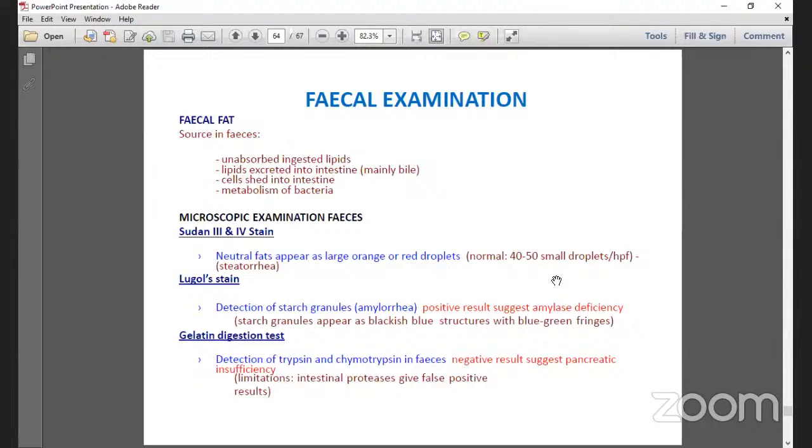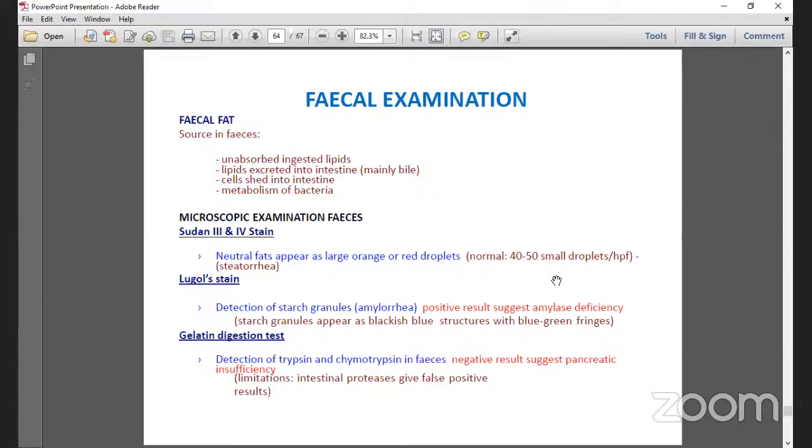Fecal fat is usually due to unabsorbed ingested lipid, lipid excreted into the intestine, cell shed, and intestinal metabolism of the bacteria. So we should take the feces and then we need a special stain, for example Sudan III and Sudan IV, and with this we might see the presence of fat in the feces.